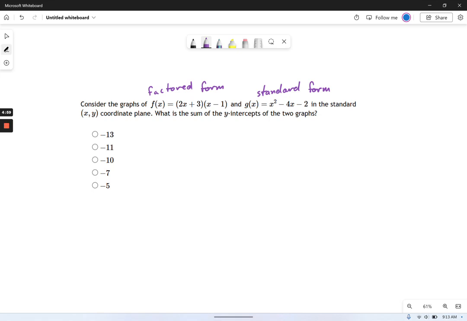The purpose of this problem is to check that you understand how to find the y-intercept of a function in both factored form and standard form. And they look like different forms. I'm going to show you a procedure that's the same regardless of the form. It's pretty straightforward. But we just want to make sure you understand how to find the y-intercept in either case.